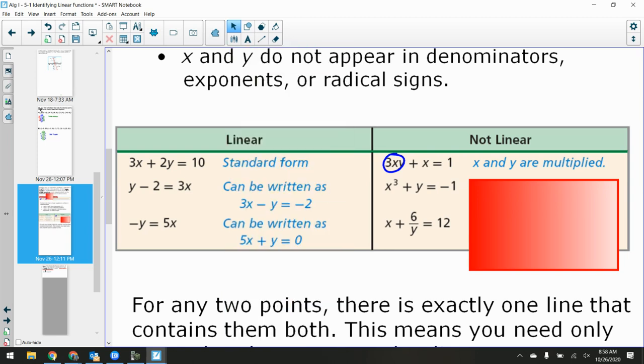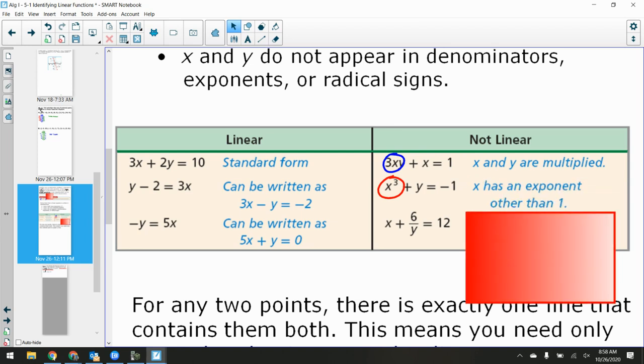Let's take a look over here at the not linear part. What makes this second equation not linear? Joey? The exponent. That right there. That's what makes it not linear. X has an exponent other than 1. What makes the third equation not linear? Carson? Dividing by y. Right. That piece right in there. That's what makes it not linear.